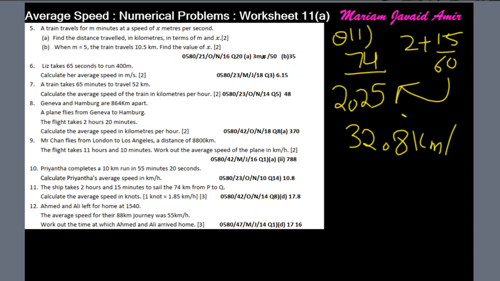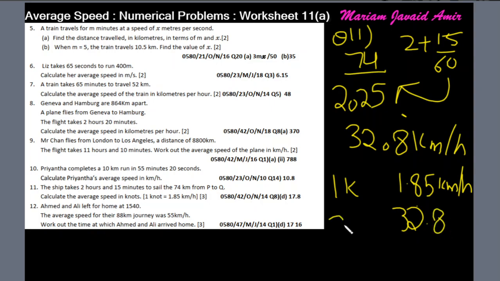Now we need to change it to knots, and we know 1 knot is equal to 1.85 kilometer per hour. So 32.88888 kilometer per hour will be equal to how many knots? So cross multiply this and we should get x is equal to 32.88888, which is the answer key in your calculator, divided by 1.85, which gives us 17.7777. So the rounded off answer is 17.8.